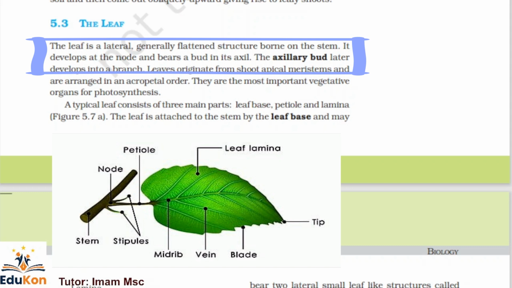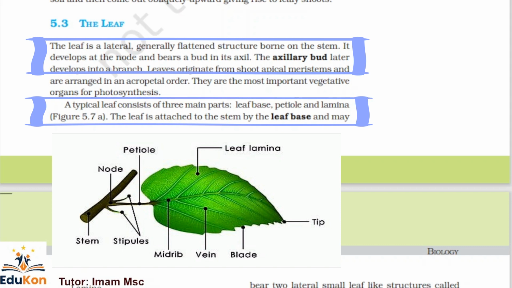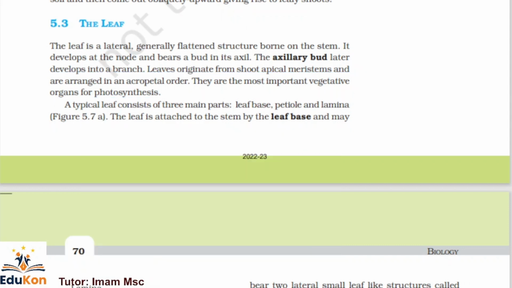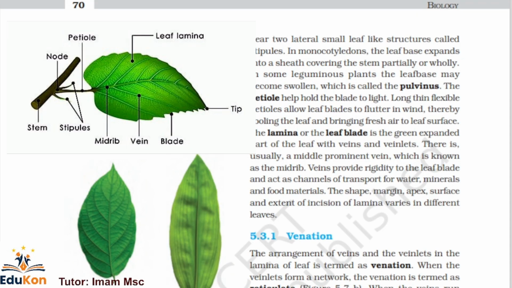A typical leaf consists of three main parts. What are those? Leaf base, petiole, and lamina. All these three parts are associated with the leaf. The leaf is attached to the stem by the leaf base and may bear two lateral small leaf-like structures called stipules. So in the picture you can see picture A, that is we have an axillary bud, the leaf base, petiole which connects the leaf base with the lamina, and we have stipule on either side of the leaf base.